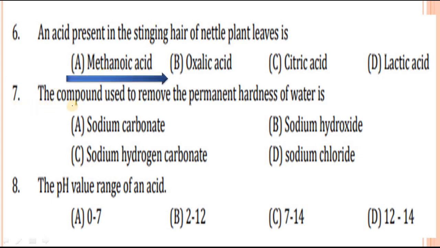Question number 7. The compound used to remove the permanent hardness of water is washing soda. Washing soda is nothing but sodium carbonate, Na2CO3. So A is the right answer here.